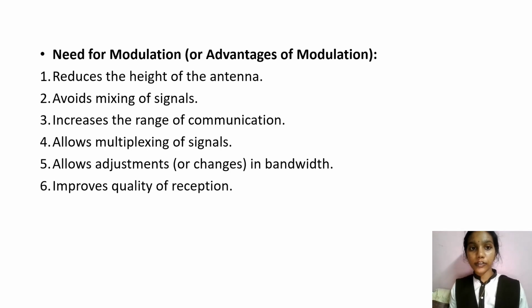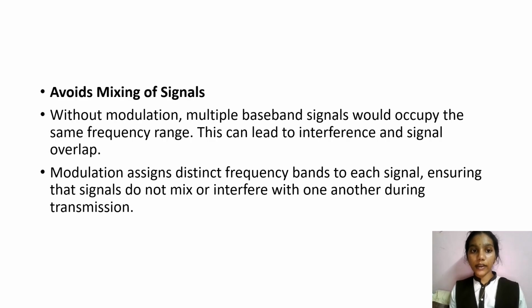Need for modulation. Advantages of modulation: reducing the height of the antenna, avoiding the mixing of signals, increasing the range of communication, allowing the multiplexing of signals, allowing adjustment in bandwidth, and improving the quality of reception. The first one is reducing the height of the antenna, and the next one is avoiding the mixing of signals. We see avoiding the mixing of signals.